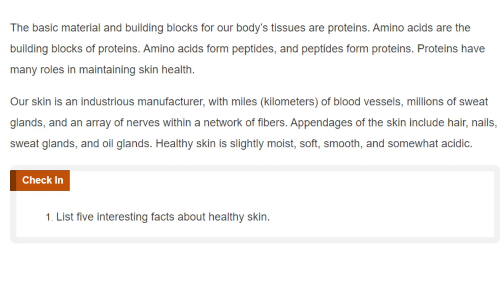Our skin is an industrious manufacturer, with miles, kilometers, of blood vessels, millions of sweat glands, and an array of nerves within a network of fibers. Appendages of the skin include hair, nails, sweat glands, and oil glands. Healthy skin is slightly moist, soft, smooth, and somewhat acidic. Check in. List 5 interesting facts about healthy skin.